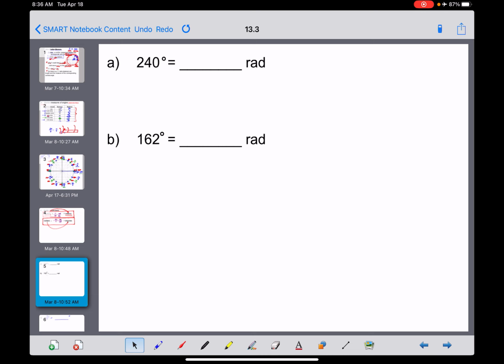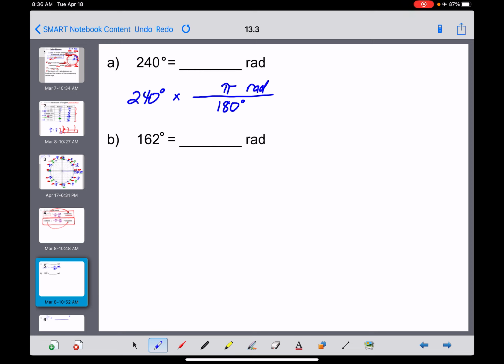Okay, let's do two problems together. The first one, 240 degrees, we're going to turn into radians. So I'm going to start by writing 240 degrees, and we multiply that by a fraction. Since I want degrees to go away, I need to put degrees in the denominator of this fraction. What we had there was that a half circle, 180 degrees, is equivalent to pi radians.